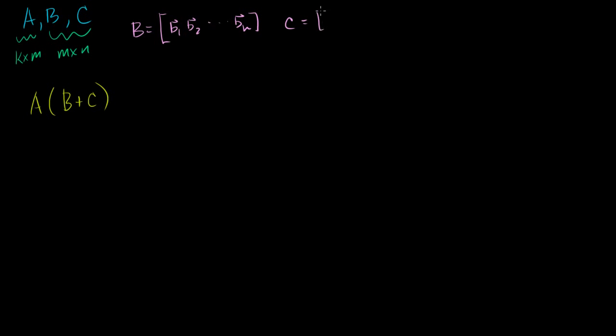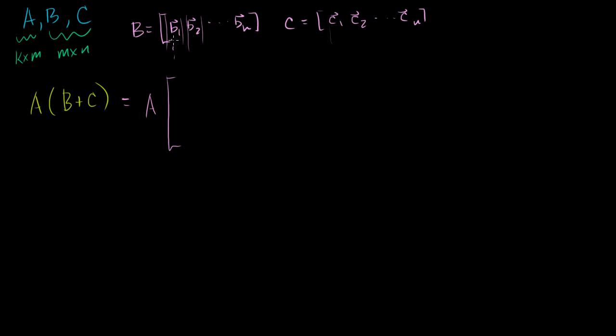So the matrix C could just be represented as a bunch of column vectors, C1, C2, all the way to Cn. And maybe I should have drawn this taller. These are column vectors, so they actually have some verticality to them. I think you've seen that multiple times. So what is A times B plus C? Well, let's figure out what B plus C is.